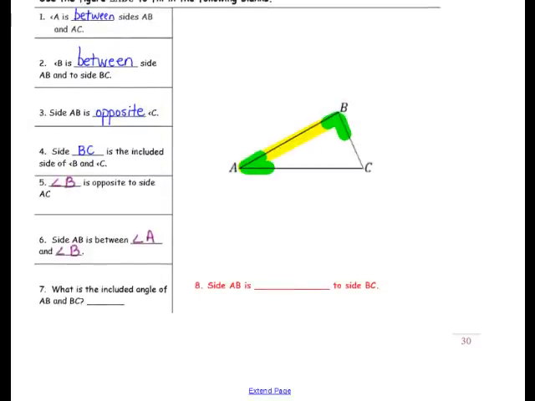Number 7. What is the included angle of side AB and side BC? AB and BC. The included angle is not angle A, is not angle C, it is angle B. It is the included angle.